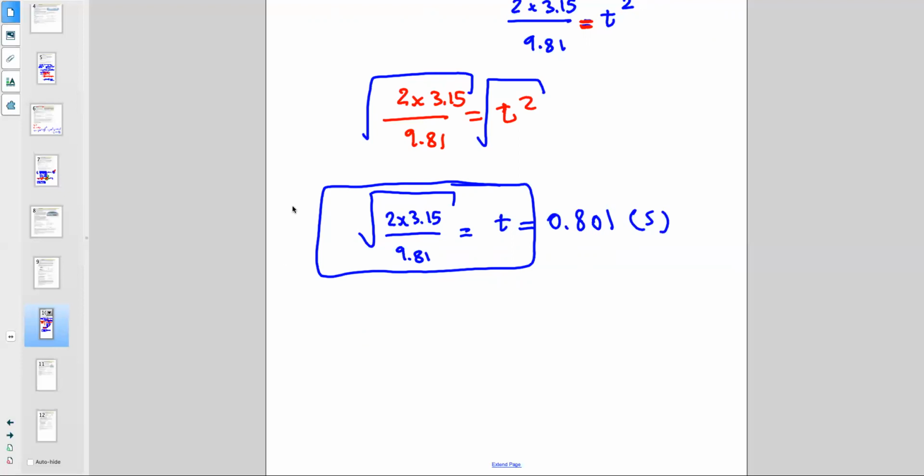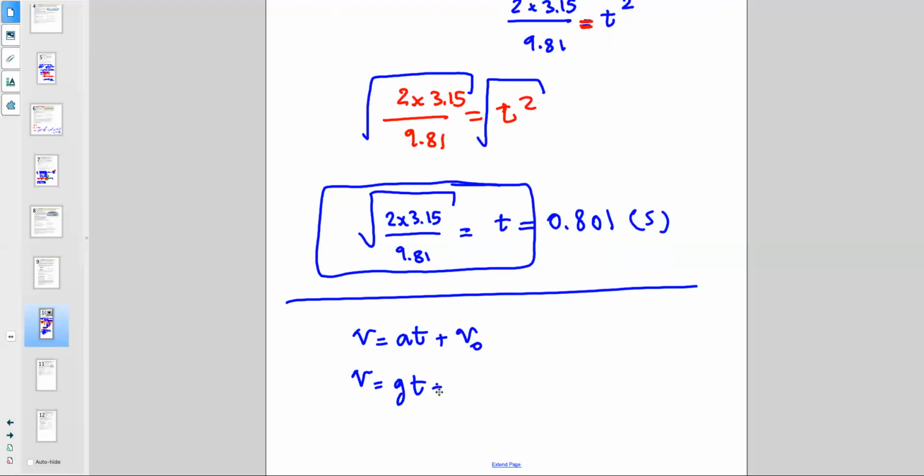So for part B, v equals at plus v0. So v final is a, and a is just the free fall. So in free fall, the acceleration is gravitational acceleration, which is g. So this is g. So gt plus v0. What is v0? The initial velocity: it's dropped, it starts from 0. So v0 is just 0.